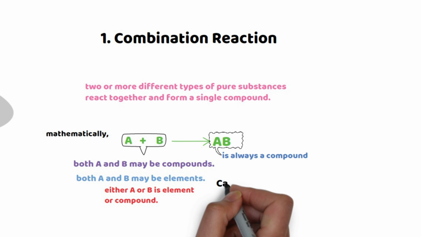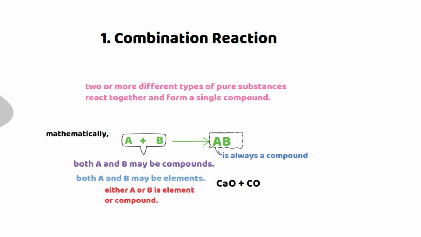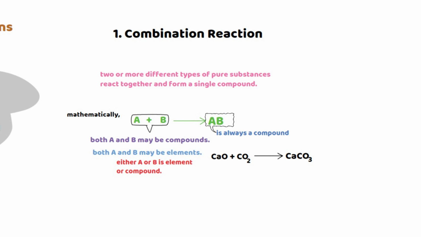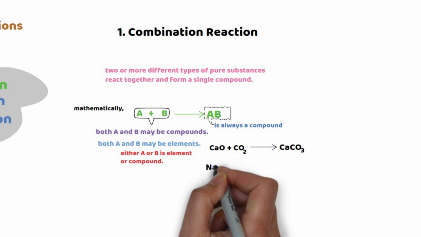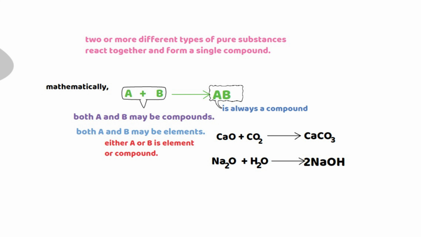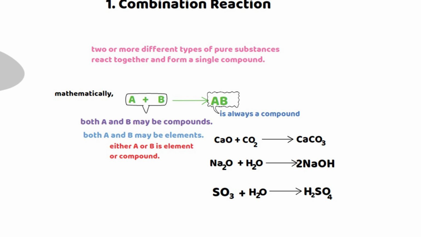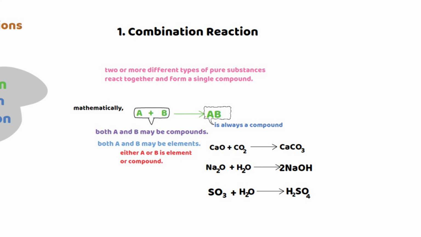Now let me give you different examples for each. Here, calcium oxide and carbon dioxide are two different pure compounds. They react together, finally they produce calcium carbonate, which is a compound. The second example, sodium oxide and water. These are two different compounds. They react together to form a single compound known as sodium hydroxide. Sulfur trioxide is a compound, water is a compound. These two different compounds react together, finally they form sulfuric acid.